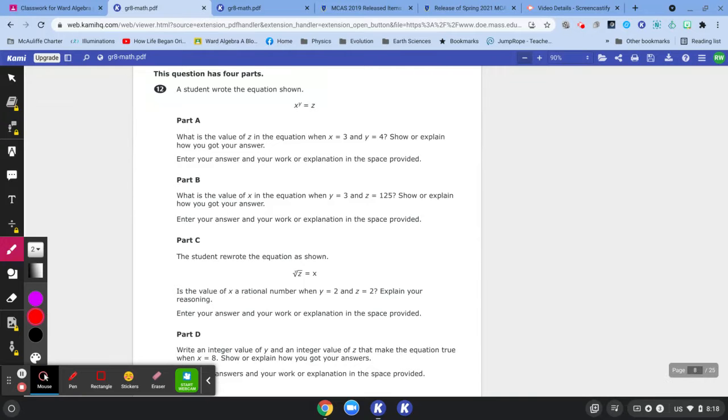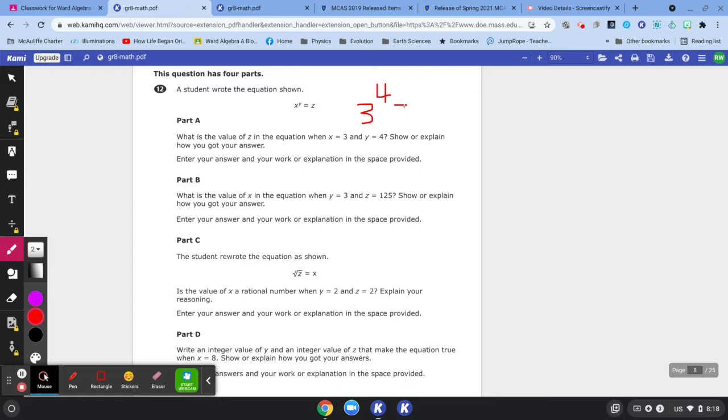Now, put this in the category of things that look way harder than they actually are. So you've been given this thing with all variables, x to the y power equals z, and you want to figure out what z is when x equals 3 and y equals 4. Well, that means we're just going to replace x and y with 3 and 4. So x becomes 3 and y becomes 4. So we're figuring out what 3 to the 4th power is.